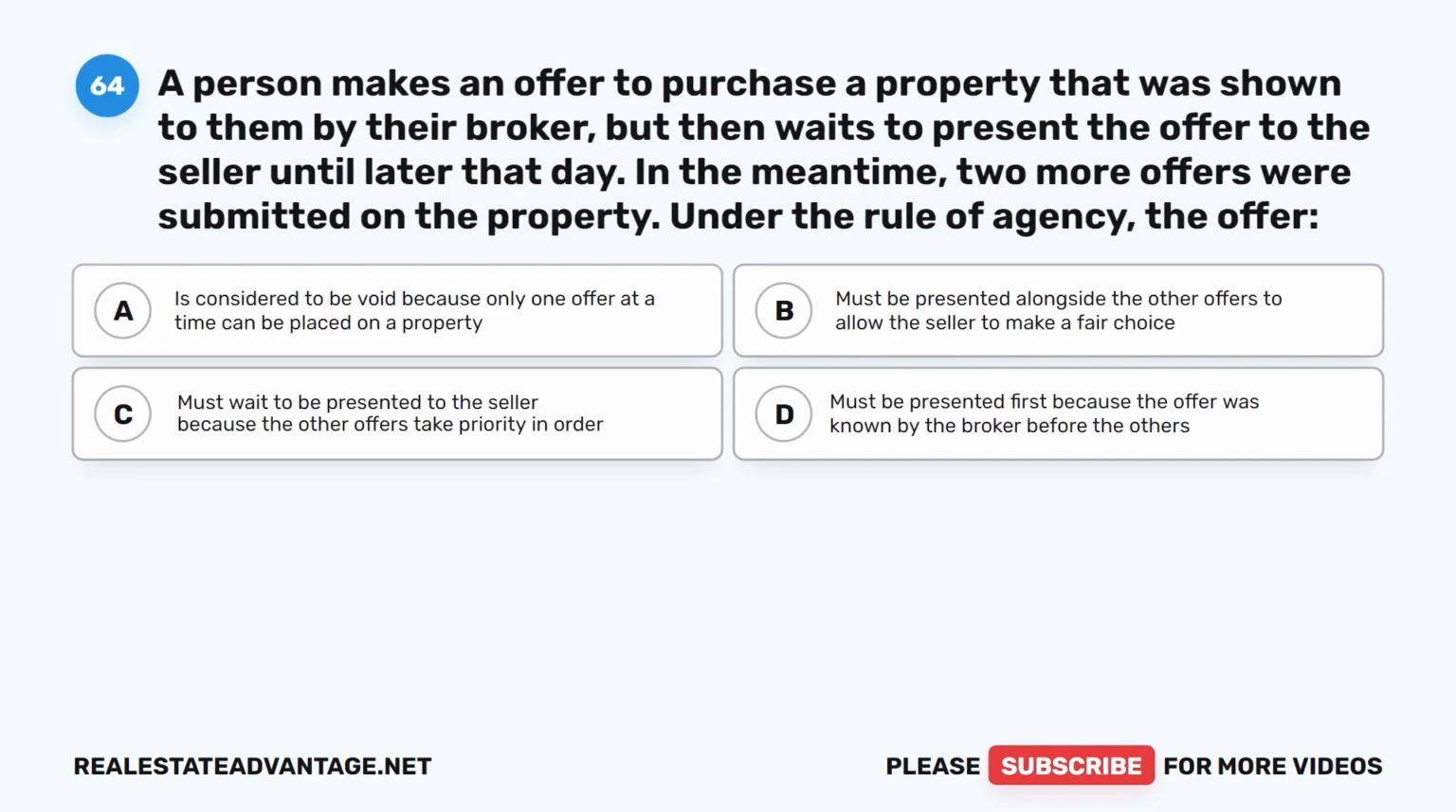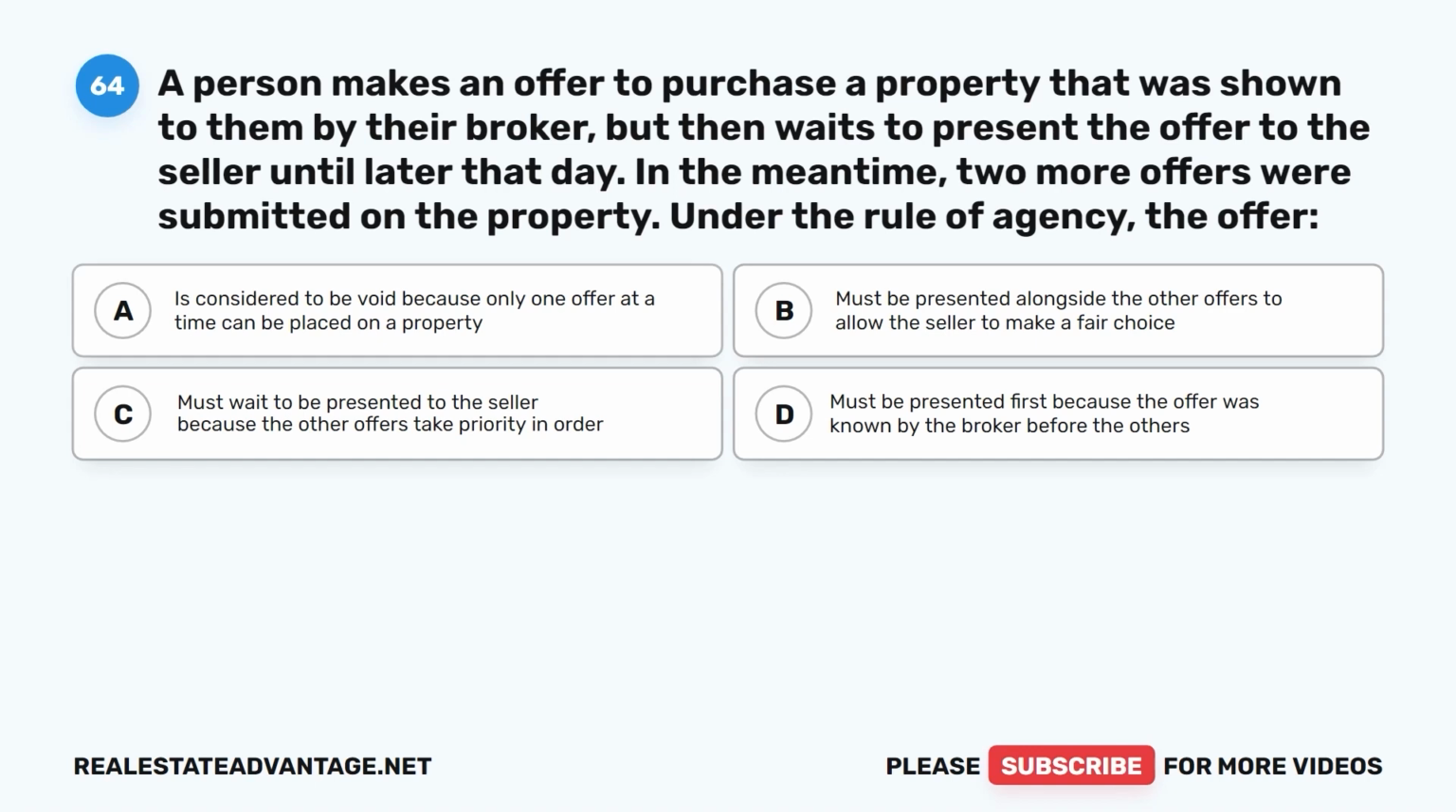Question 64. A person makes an offer to purchase a property that was shown to them by their broker, but then waits to present the offer to the seller until later that day. In the meantime, 2 more offers were submitted on the property. Under the rule of agency, the offer, A, is considered to be void because only one offer at a time can be placed on a property.